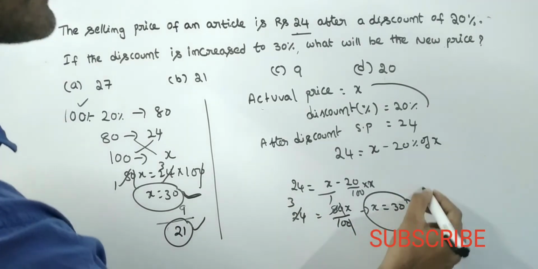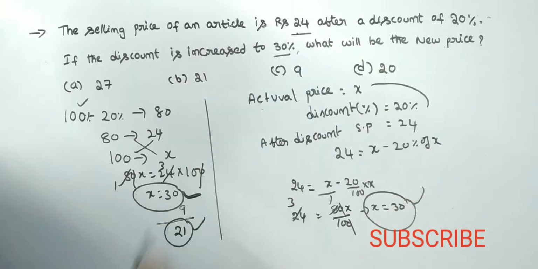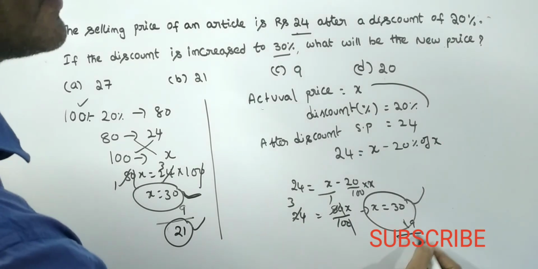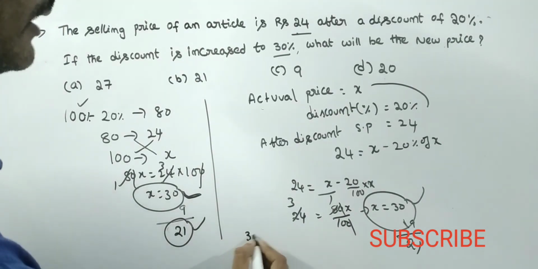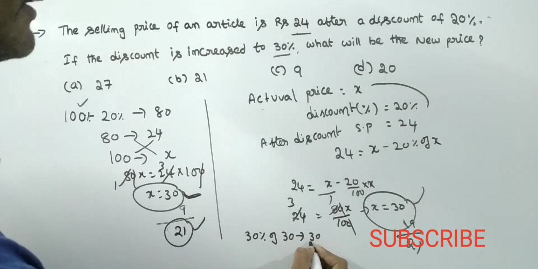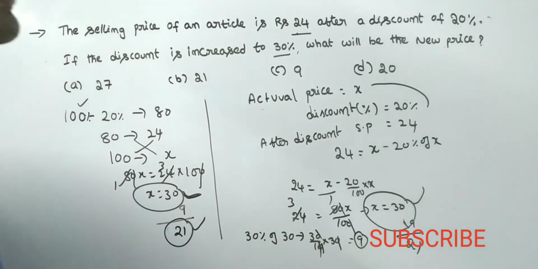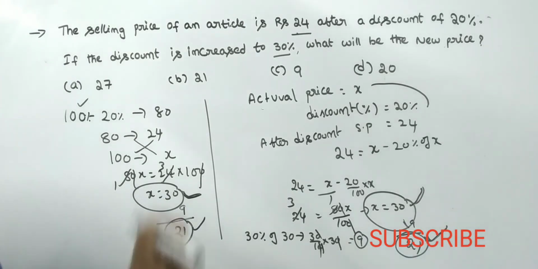But what he is asking, if the discount is increased to 30%, what will be the new price? Then 30% of 30 how much? 9. Then new price is nothing but 21. See friends, 30% of 30 means 30 by 100 into 30. 0 cancel. Here 2 zeros cancel. Then 9 rupees is the discount. Then what is the price? 30 rupees. 30 minus 9 is 21. So 21 is the new price.